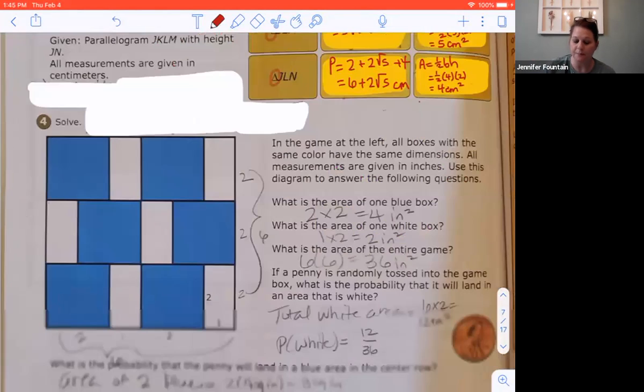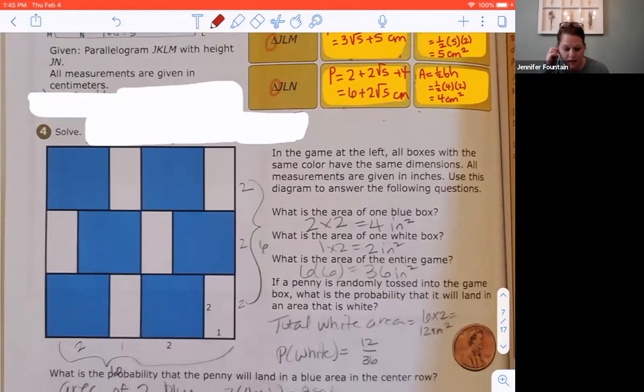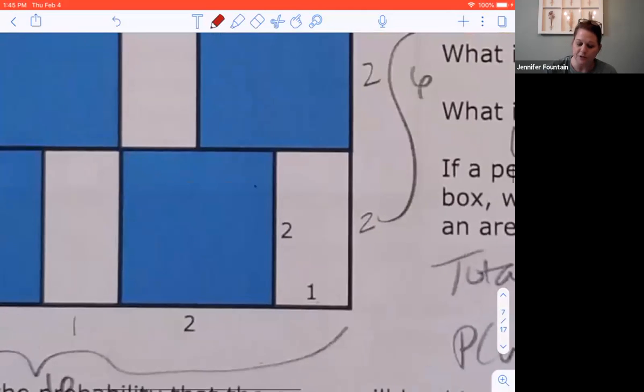All right, we'll go ahead and take a look at our figure down here. Notice it says in the game at the left, all of the boxes with the same color have the same dimensions. All measurements are given in inches. Use this diagram to answer the following questions. So notice we've got the blue boxes. And so they've told us that this side of the blue box is 2 and this one is 2. So that means this side is 2 and this side is 2. So all of my blue boxes are squares and they all have sides of 2.